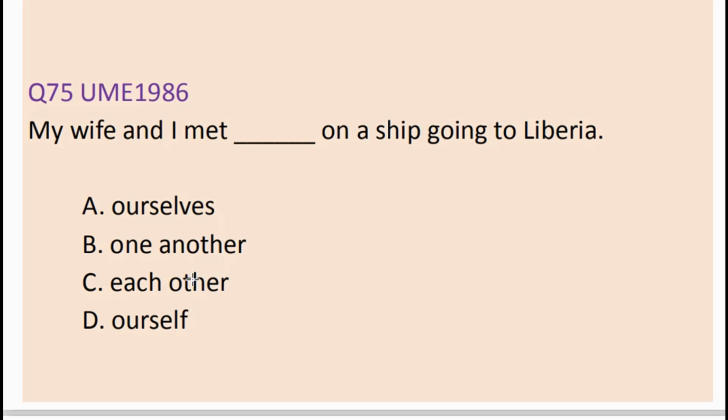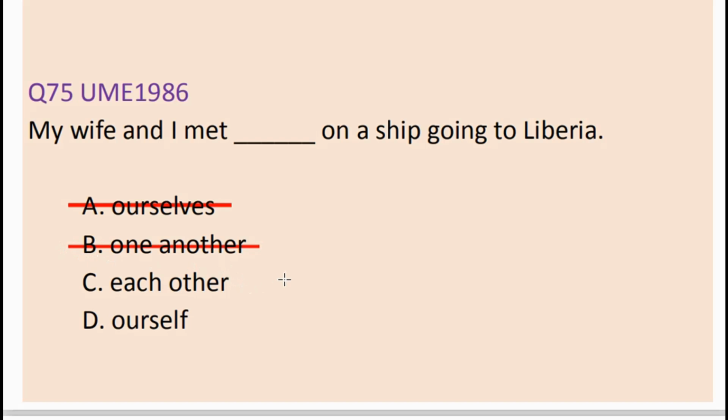Okay, let's begin with the option A. Ourselves in this context means something else. If I say my wife and I met ourselves, it means my wife met herself and I met myself. So that does not make any sense. Option B, one another. This could be correct if the persons are more than two. But the question says my wife and I, just two. So option B is also wrong.